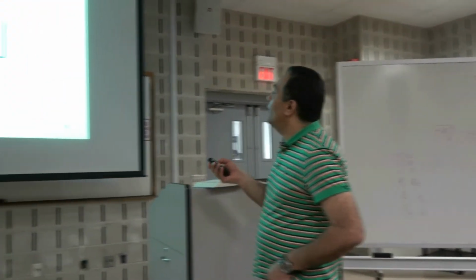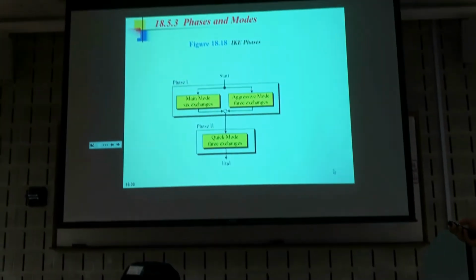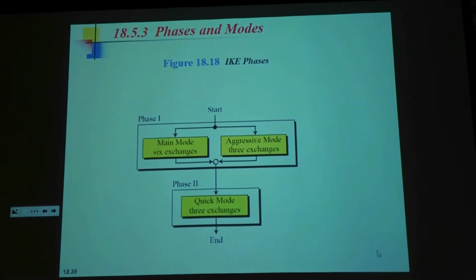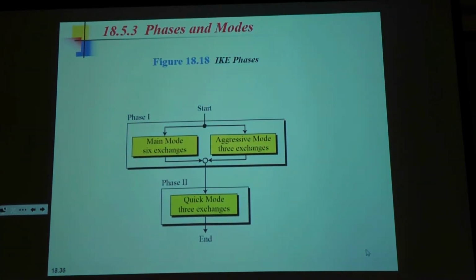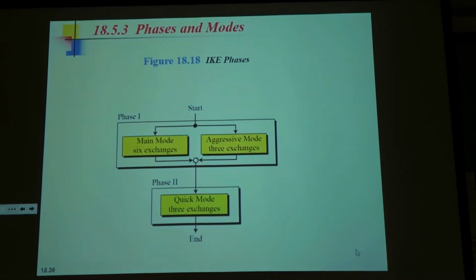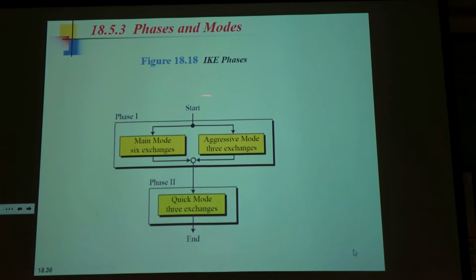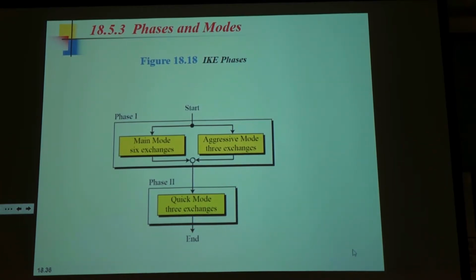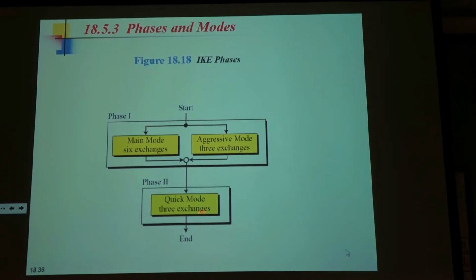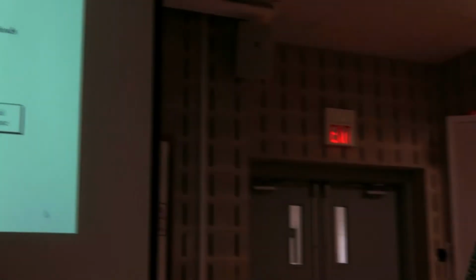So what will happen in the IKE phases? In phase one, you start main mode, which has 6 exchanges, or there is aggressive mode, 3 exchanges. By the end of this, what do I know? p and g. And then phase 2, I have quick mode, 3 exchanges. What are exchanges? Let's take a look at one then.